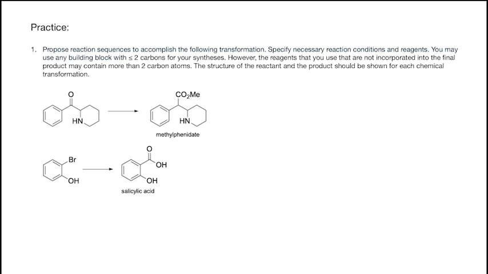In the second reaction, we are tasked with transforming the starting material, 2-bromophenol, into salicylic acid. Using retrosynthetic analysis, we can work backward from the product to identify the necessary steps. The product contains a new carbon-carbon bond, which can be formed by reacting a Grignard reagent with carbon dioxide. This suggests that the product is just one synthetic step removed from the Grignard reagent, with the starting material serving as the precursor for its formation.